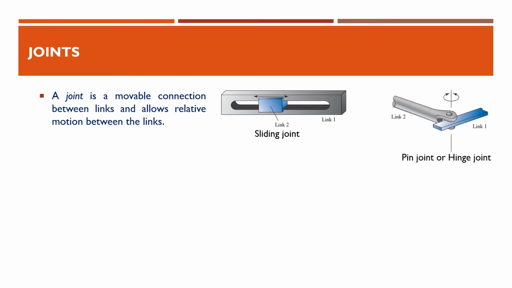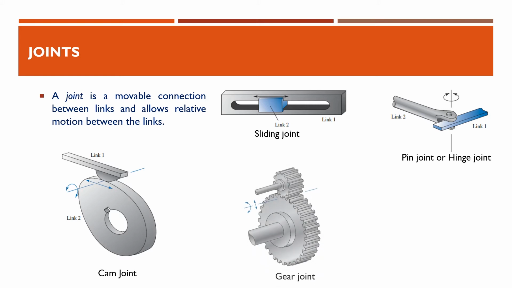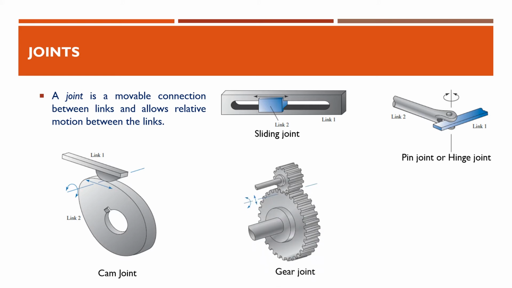This is a pin or hinge joint, where link 1 can revolve. Only revolving is possible, there is no sliding motion. Only link 1 can revolve with respect to link 2. So, this is a pin or hinge joint. This is a cam joint, and this is a gear joint. Maybe you are familiar with these types of joints. Okay, so this is the basic definition of a joint.